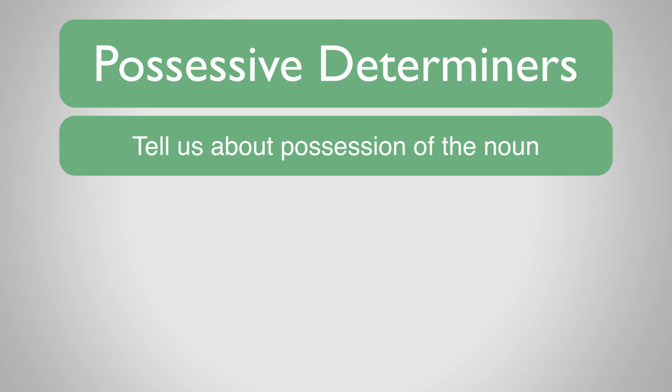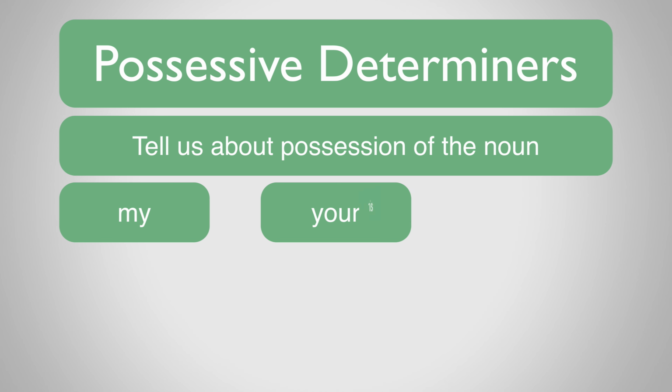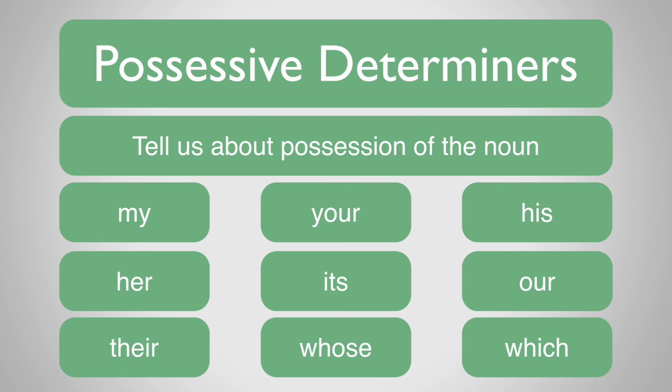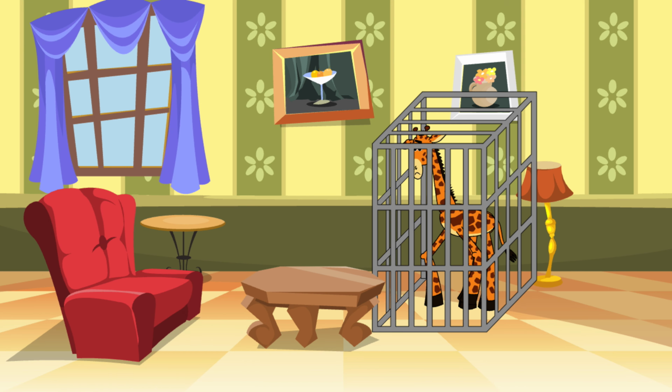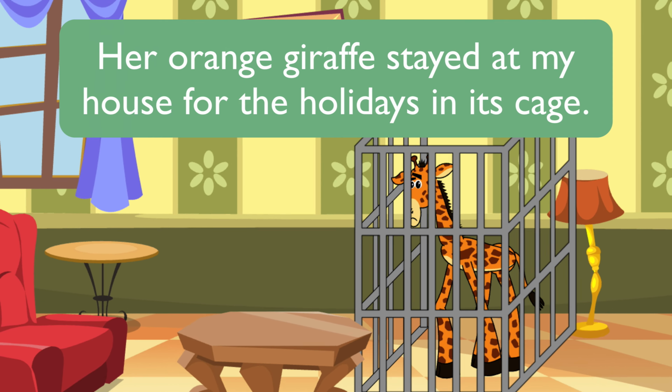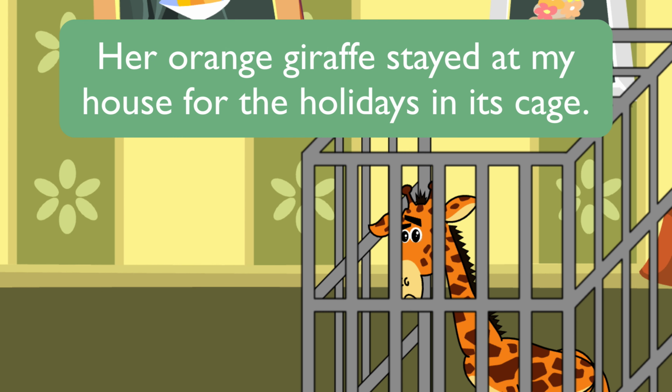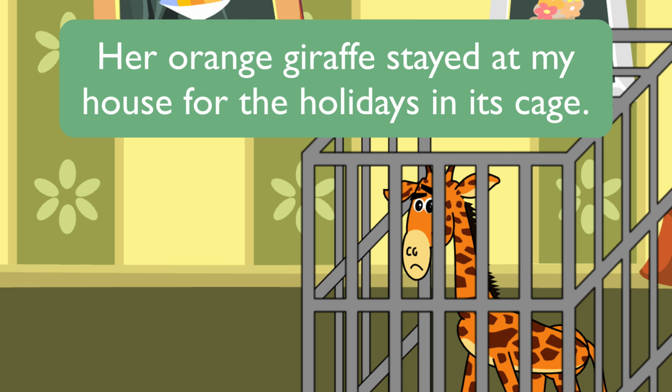The words in this group include my, your, his, her, its, our, their, whose, and which. Let's take a look at an example. Her orange giraffe stayed at my house for the holidays in its cage. So which possessive determiners were used here? Can you spot the words that describe ownership?